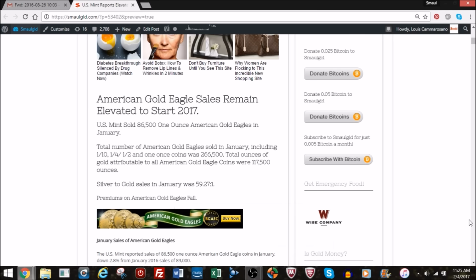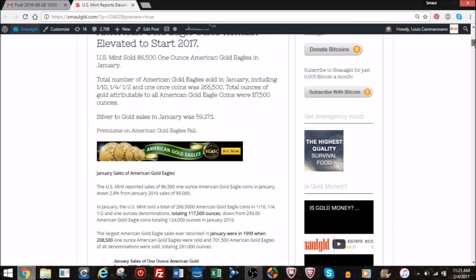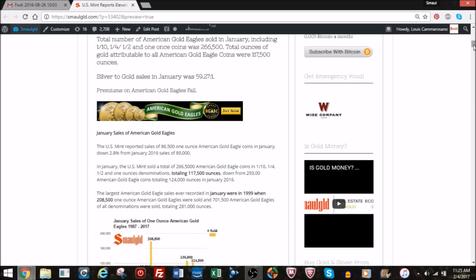So the U.S. Mint sales in January, they were good. They weren't outstanding, but they were one of the better Januaries. I think they were the 8th best January. We'll see a chart on that. They were slightly lower than last January, but last January was a very good January as well.